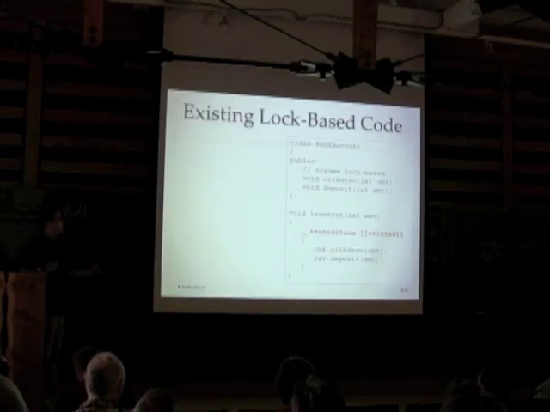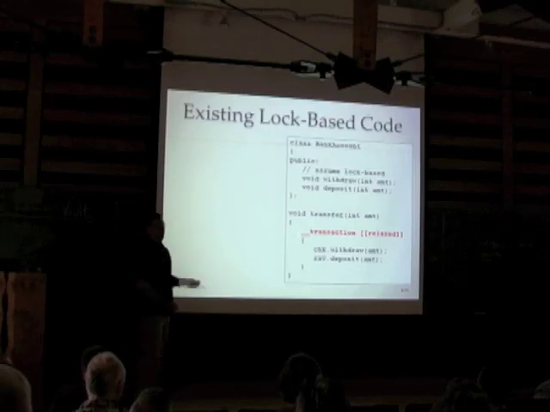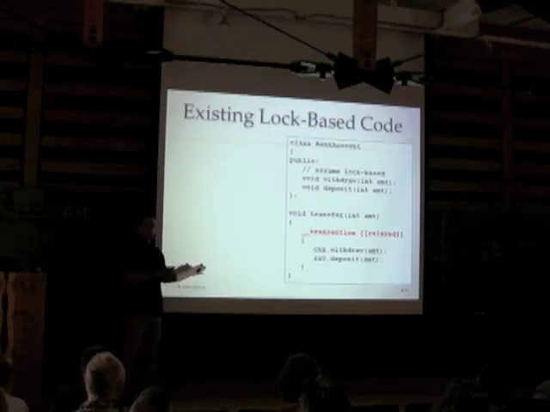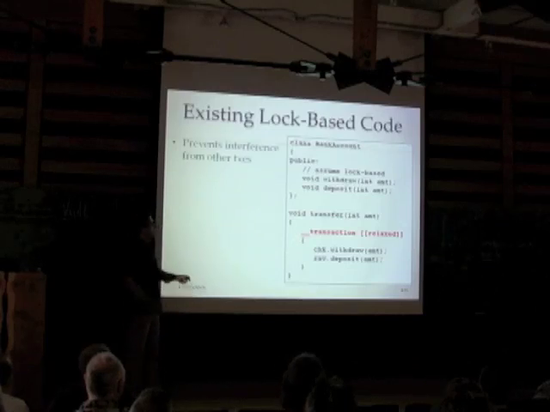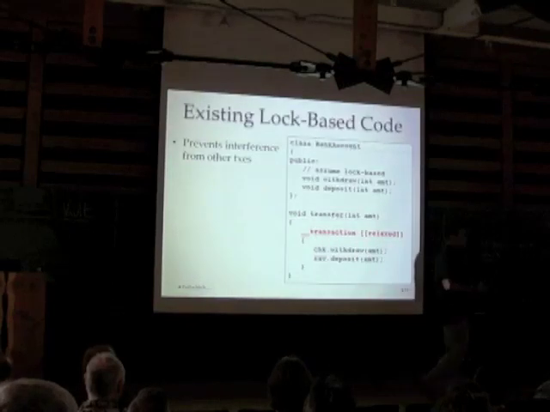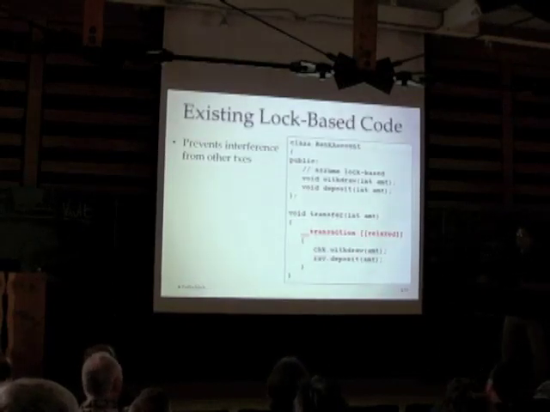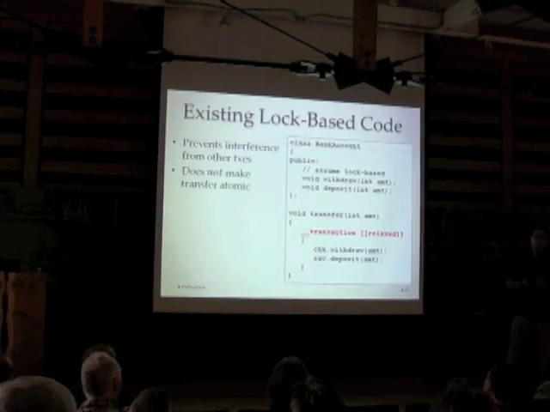We can go to our count problem and say, okay, now I have this, and I can basically make this lock-based legacy code work with transactions. And that's sort of right, but not completely. It will work in the sense that you won't have interference with other transactions. That's correct. But you can still have interference from other locks.